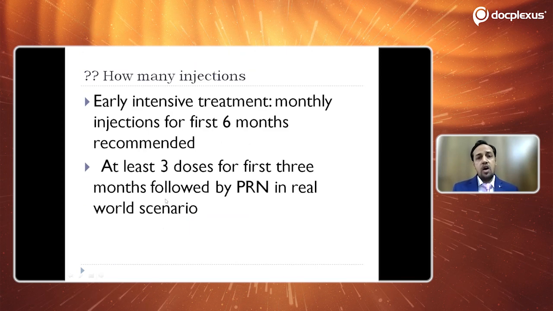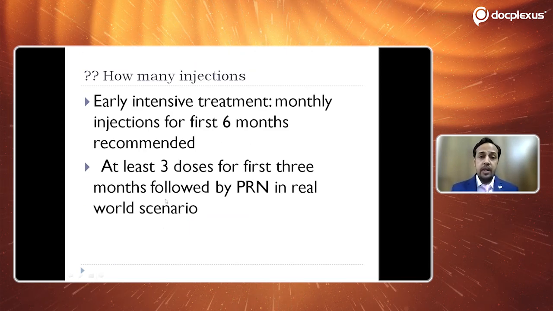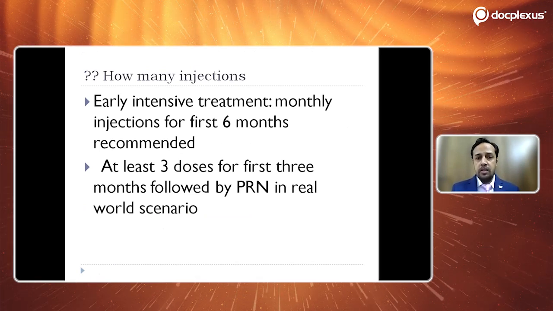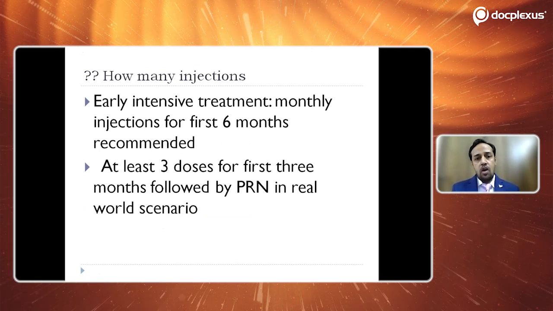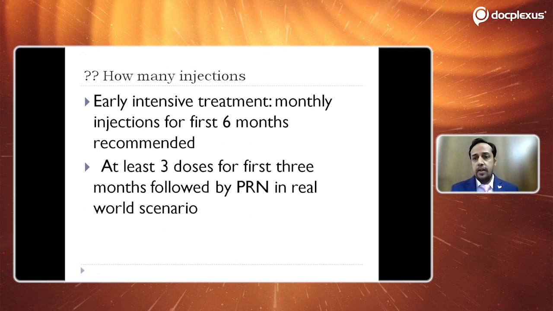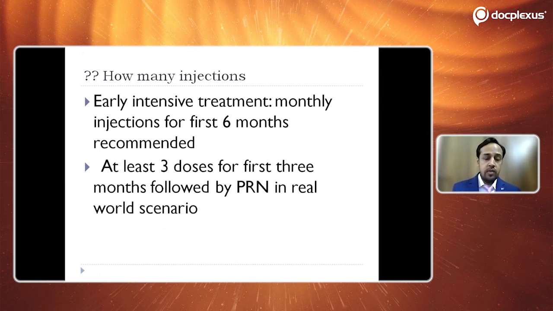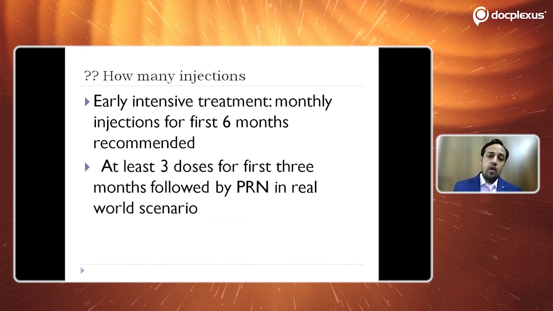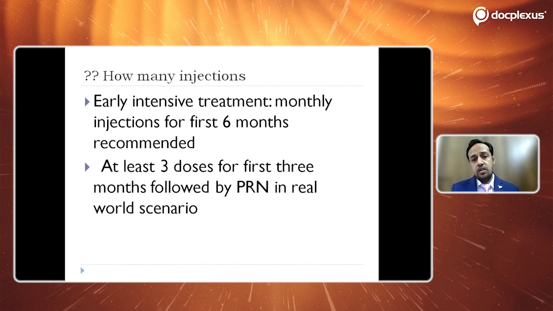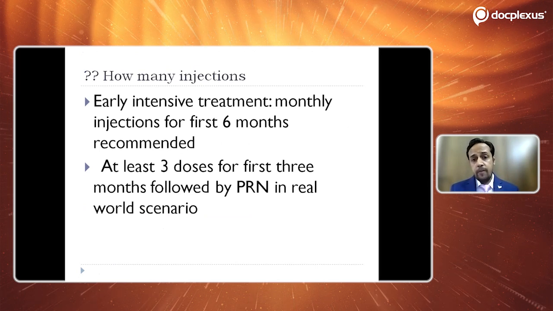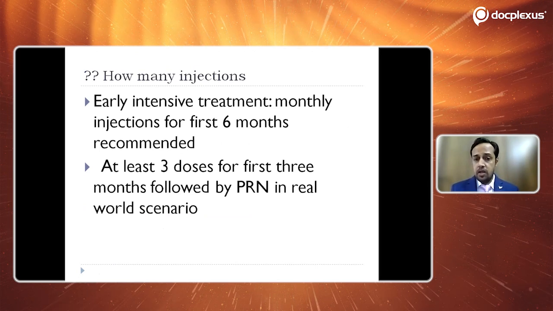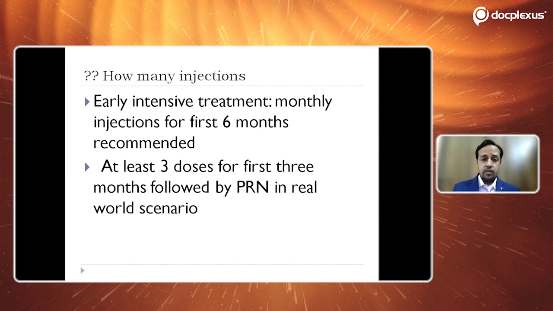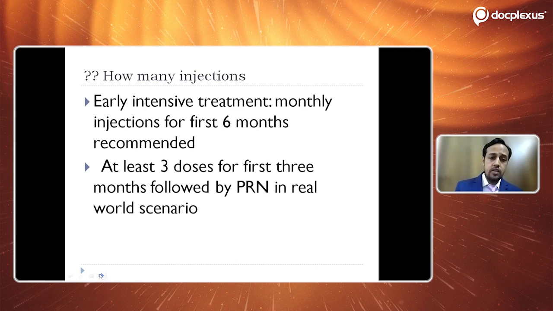Now, the other question is how many injections do we need for treating macular edema? Most of the trials recommend monthly injections for the first 6 months. In our real world scenario here in India, where patients may have cost constraints as well as other issues for follow up, we make sure that at least the patient receives 3 doses of intravitreal injections for the first 3 months, followed by intravitreal injections whenever the patient has a recurrence of swelling.